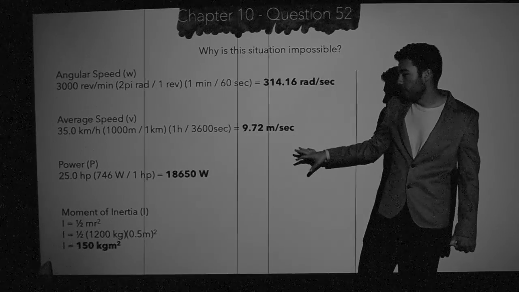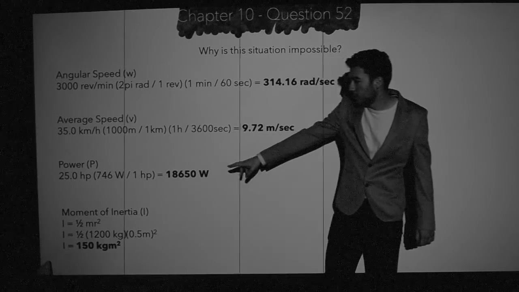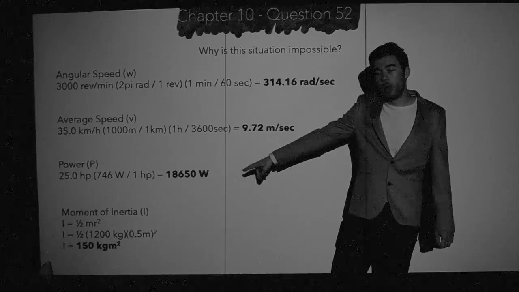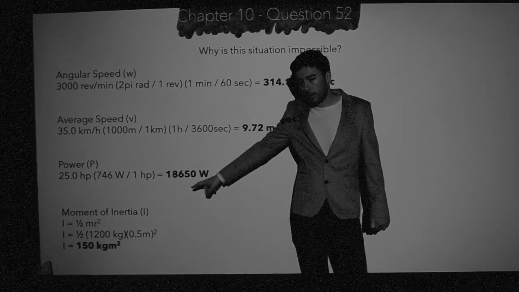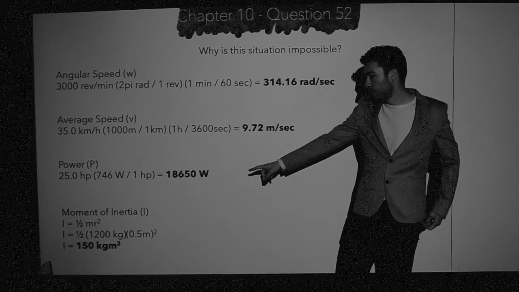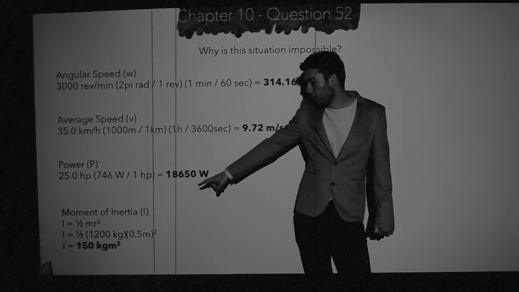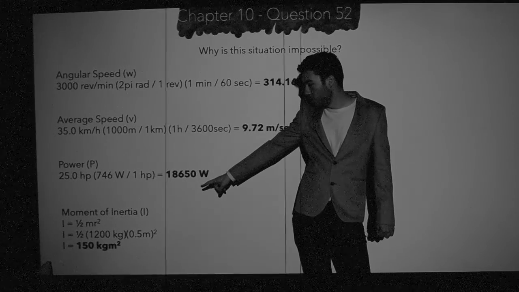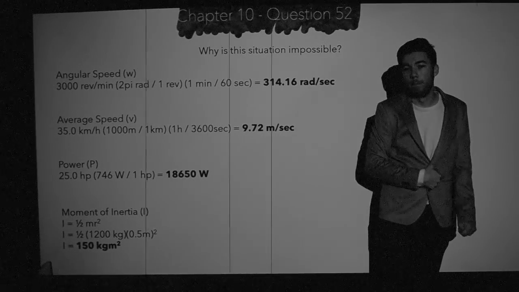And now when we have all this, we can calculate the moment of inertia. The moment of inertia equals 1/2 times our mass times our radius squared, which equals 1/2 times 1,200 kilograms times 0.5 meters squared. And that means our moment of inertia is going to be 150 kilograms per meter squared.